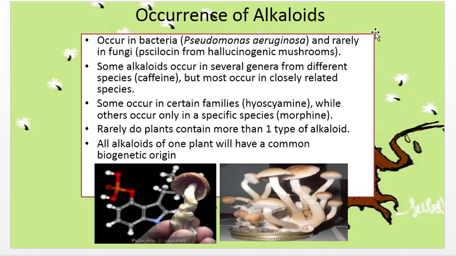They occur in bacteria and rarely in fungi. Example: psilocybin from hallucinogenic mushrooms. Some alkaloids occur in several genera from different species, like caffeine, but most occur in closely related species. Some occur in certain families, like hyoscyamine, while others occur only in specific species, like morphine. Rarely, two plants contain more than one type of alkaloid, and all alkaloids of one plant will have a common biogenetic origin.